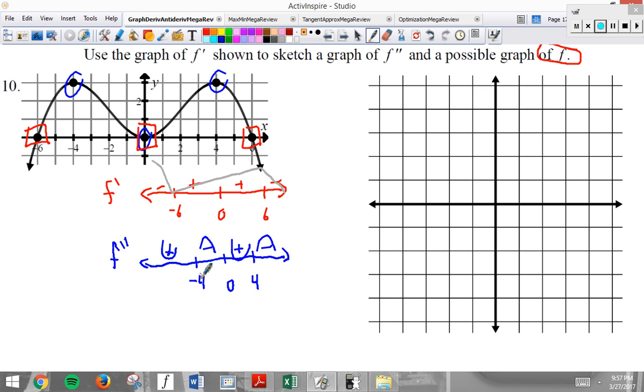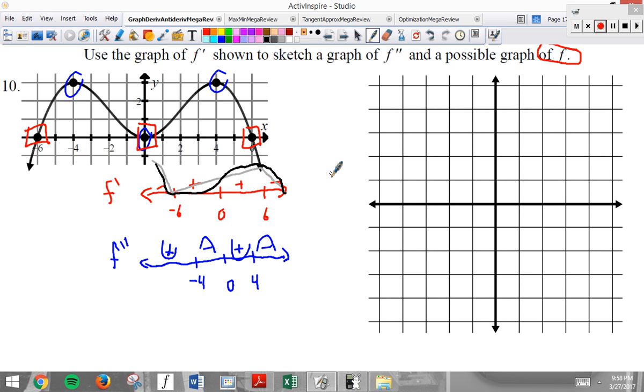Concavity of F. Okay, here I go. Concave up and decreasing. Concave up and increasing. An inflection at 0. Look at that. That looks really ugly. I'm going to clean it up. But there should be key ideas here.